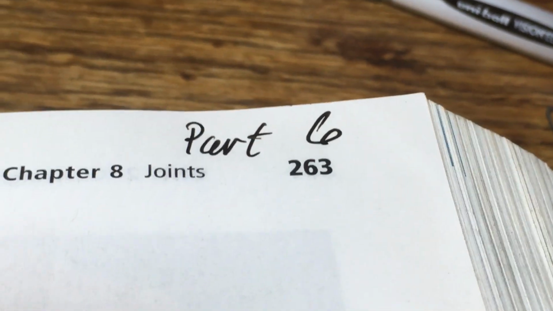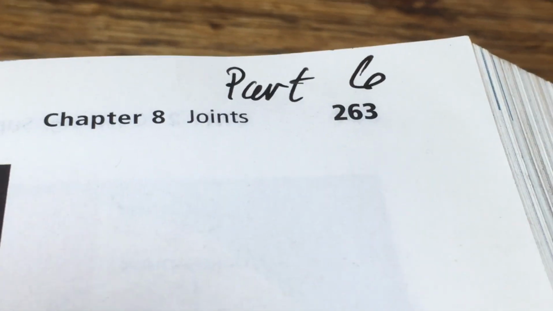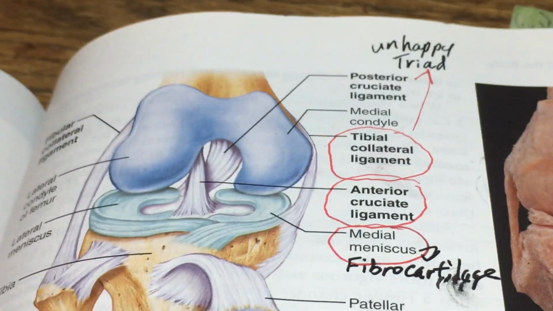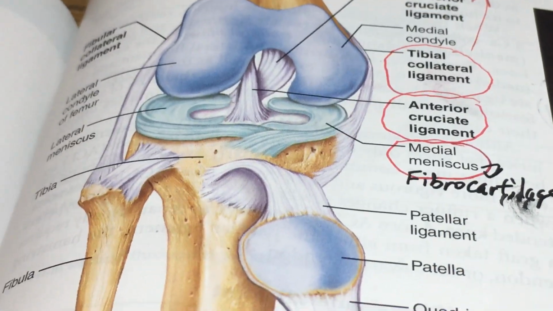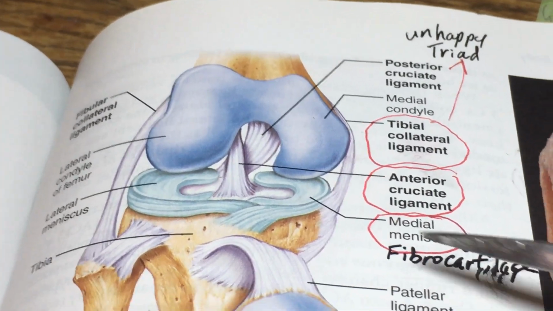Okay, this is us now at part 6, 263, and we're still in joints, chapter 8. We're looking specifically at the knee joint, and I presented this one to you. Let's just review for a second here.